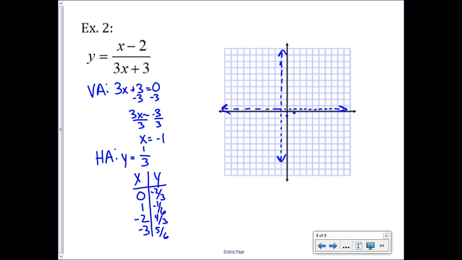So what I notice here is that it's flipped to the opposite branches here. So then I have negative 2 and positive 4/3, so 1 and 1/3. And I have negative 3 and 5/6, so not quite 1. And there's my other branch.